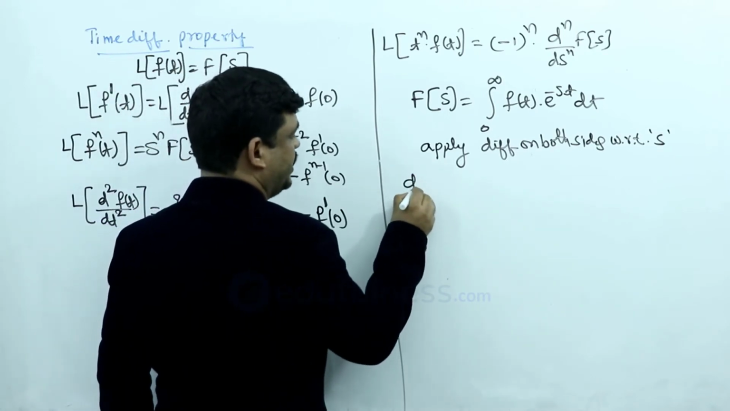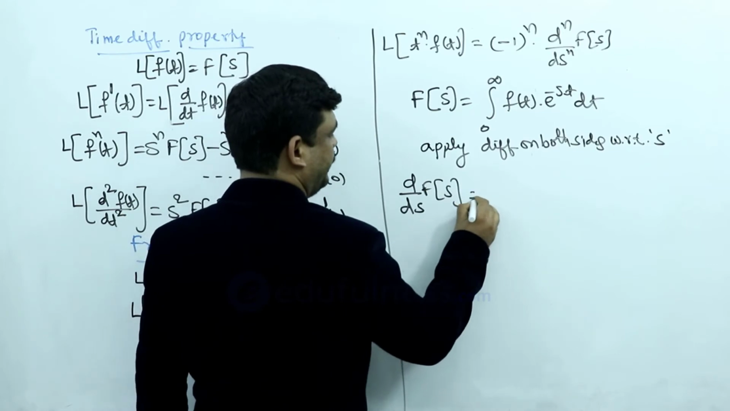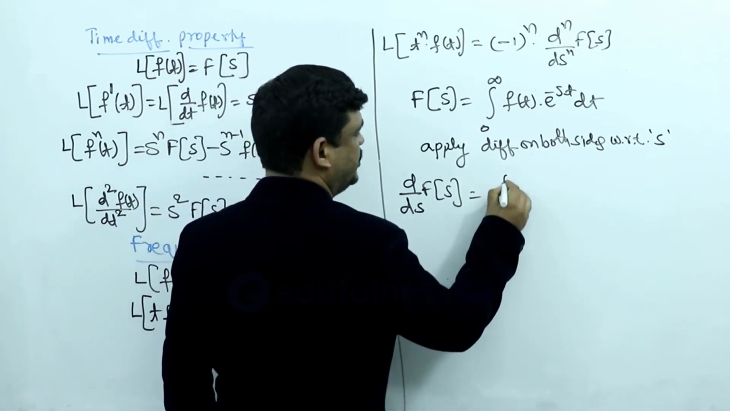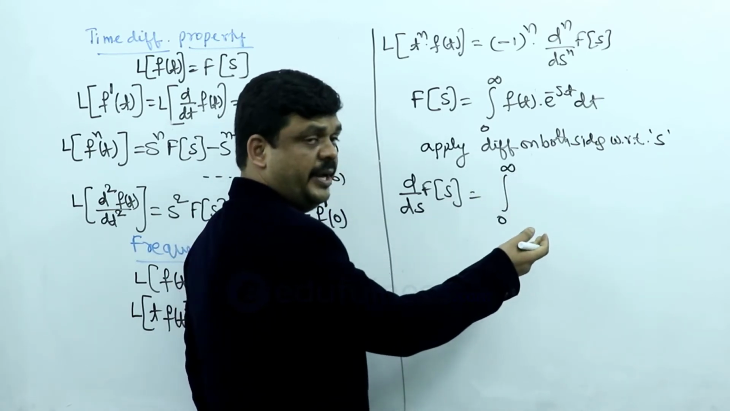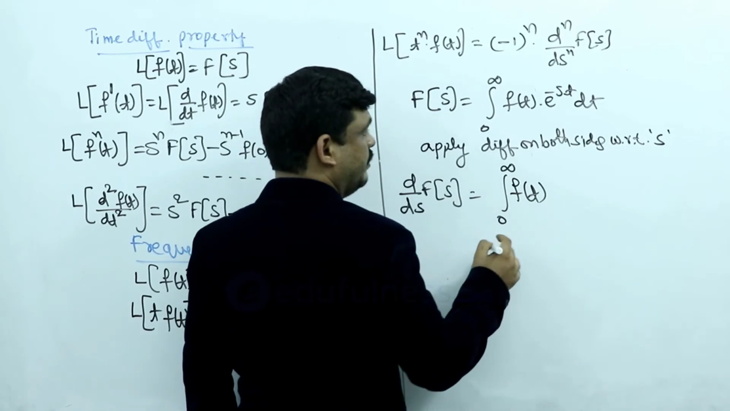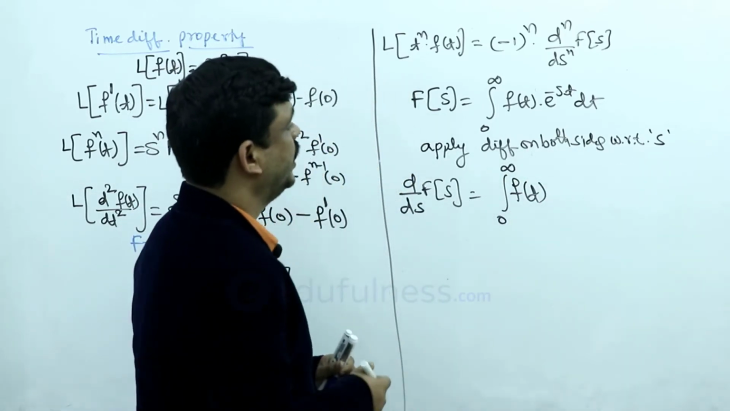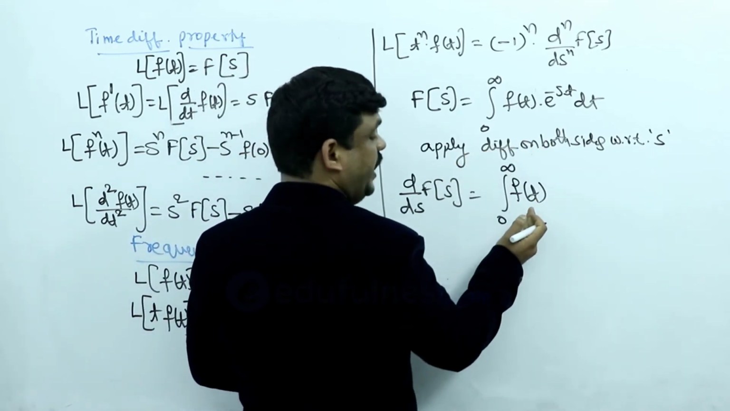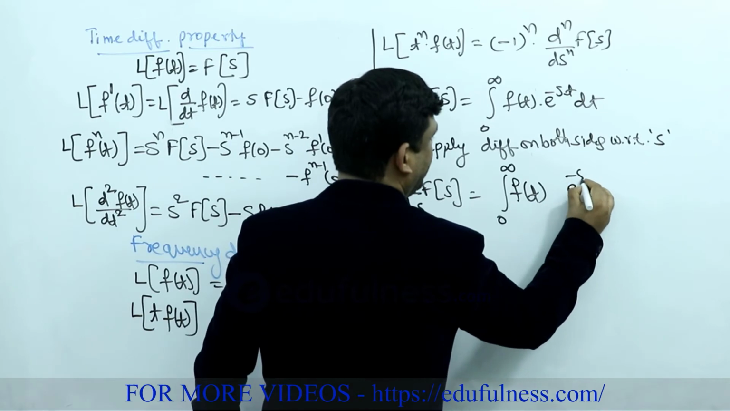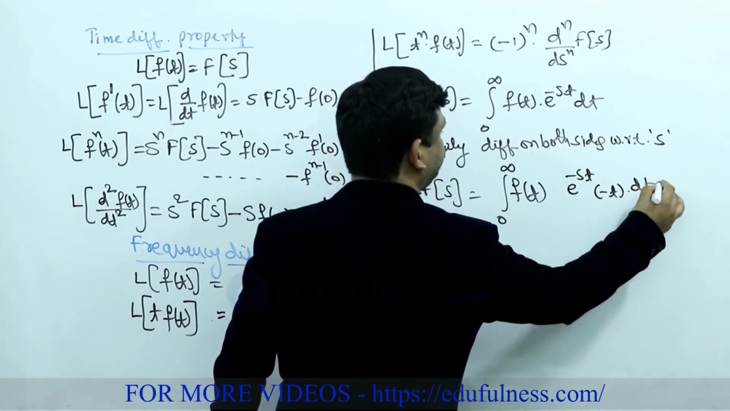Then the function becomes here d by ds of F of s. D by ds of F of s is, the integration is changes from 0 to infinity. This side also we have to apply integration. But this function is f of t function. But here we are applying differentiation with respect to s. So apply differentiation with respect to s. So this is differentiated e to the power of minus st into minus t into dt.